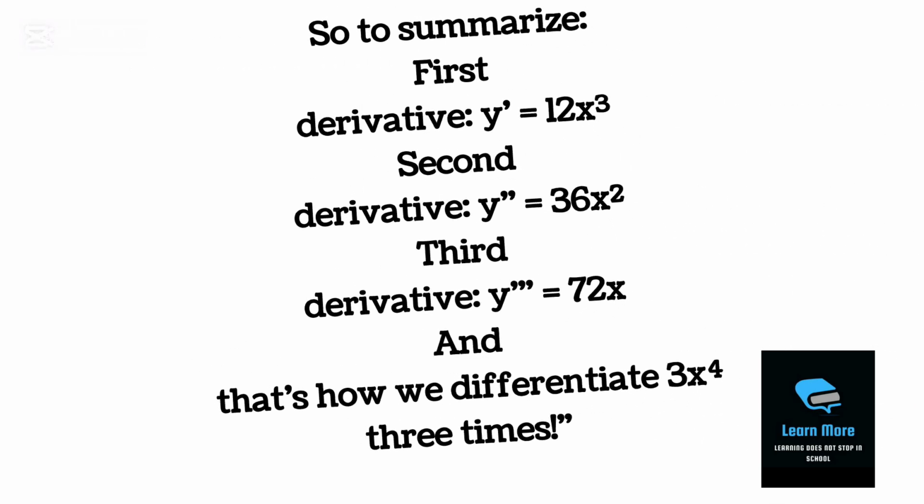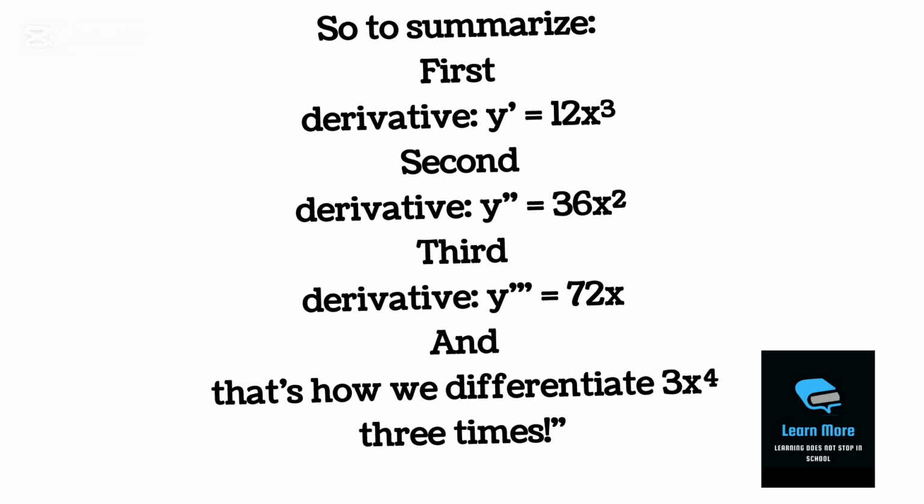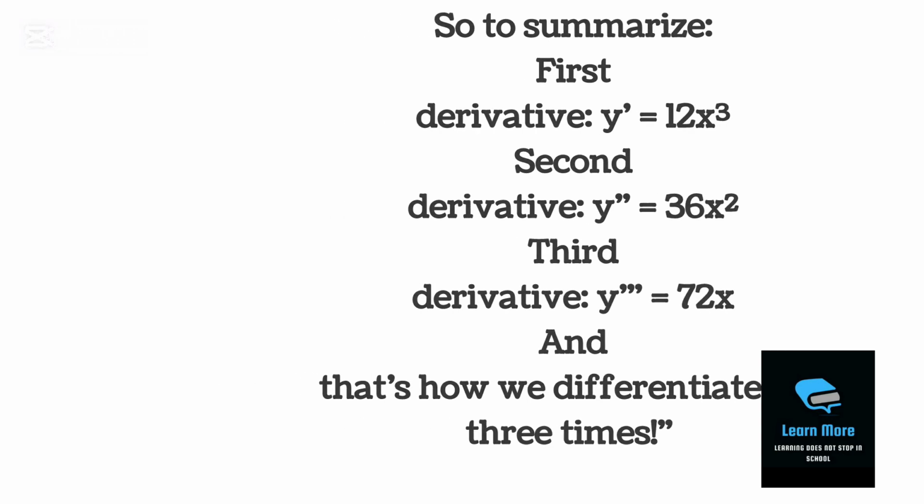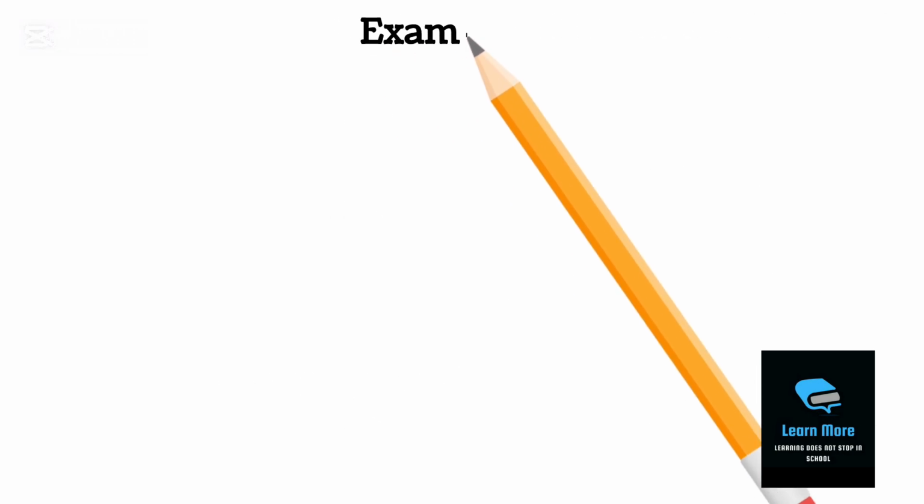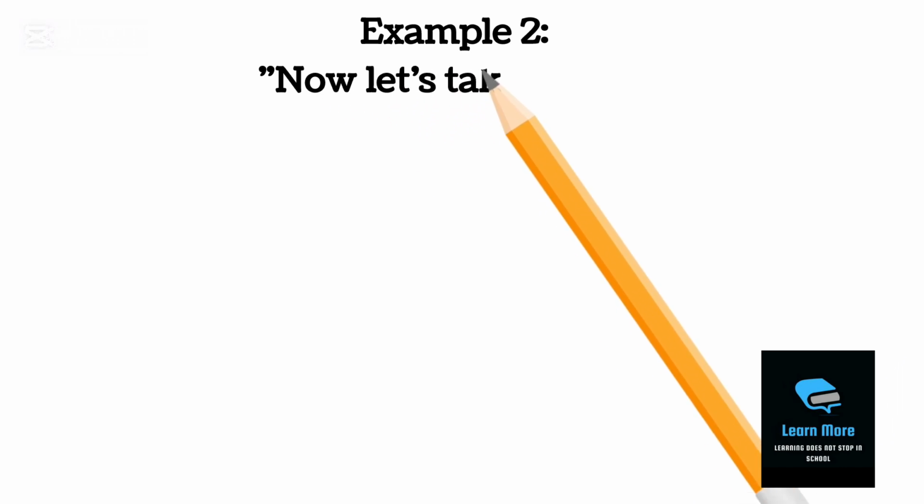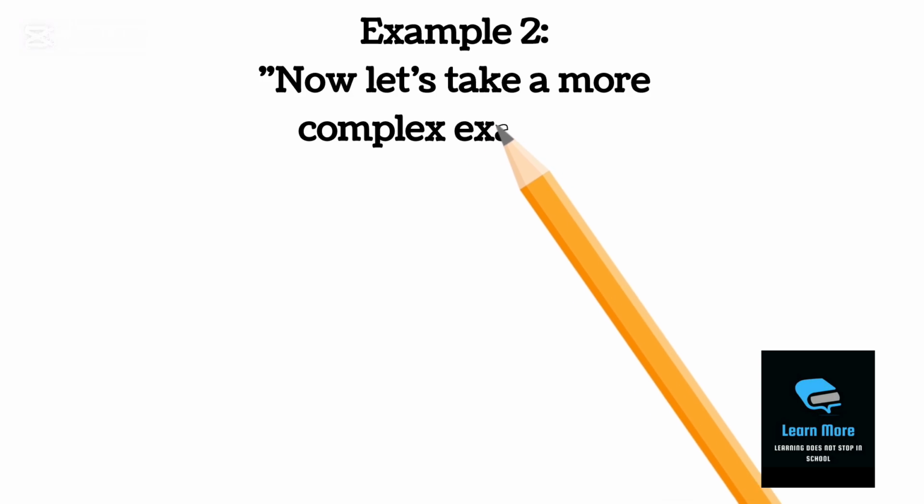So to summarize this, first we derived y prime as 12x cubed, secondly y prime prime as 36x squared, and y prime prime prime as 72x. And that is how we differentiate. Now we are going to be taking another example, example 2. So let's see how example 2 will look.